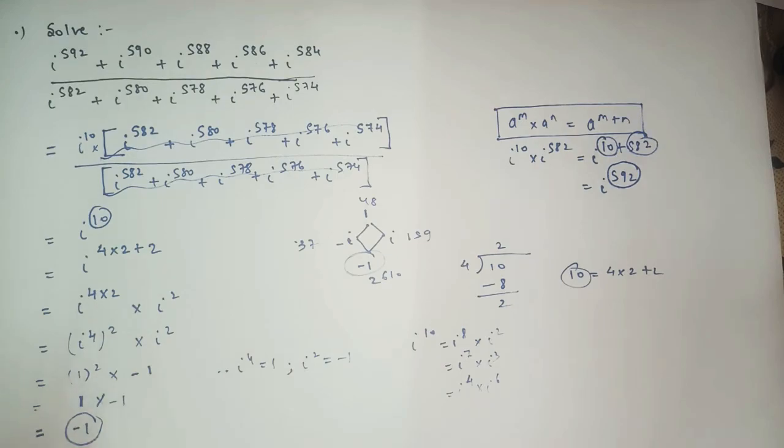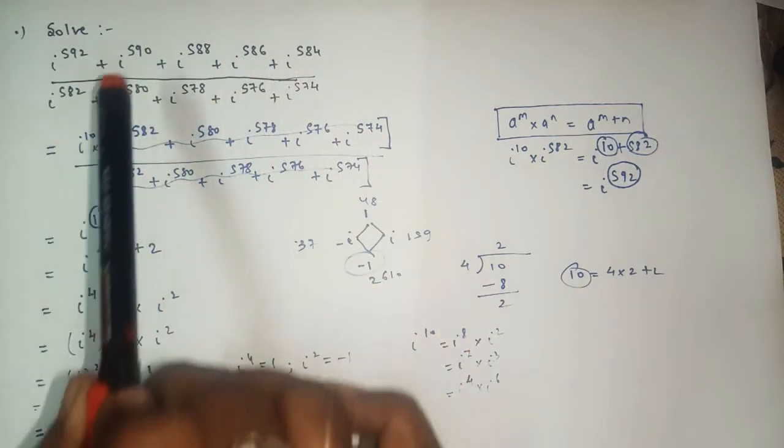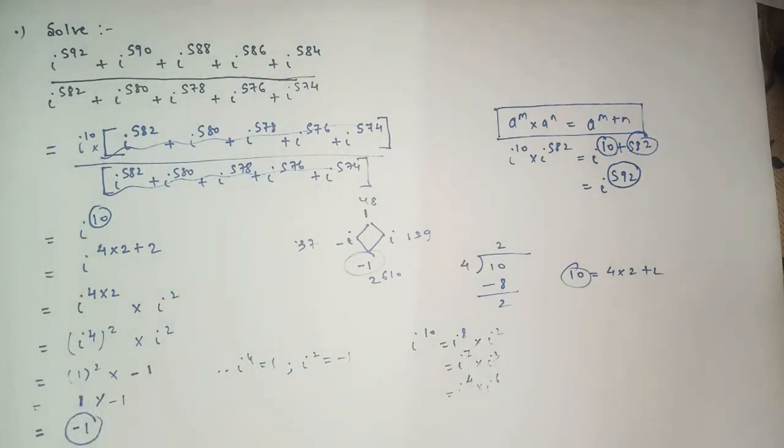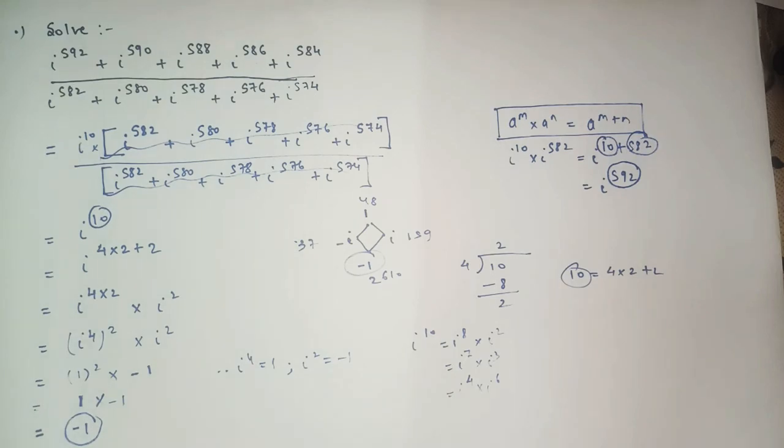So from this we can conclude that we can remove i raised to 10 as common, because i raised to 10 is common. Why i raised to 10 only? Why not i raised to 20? Why not i raised to 30? That is a trick I had explained.